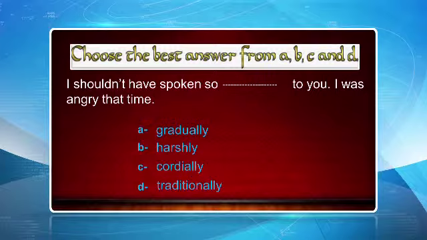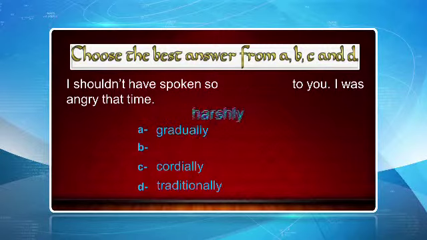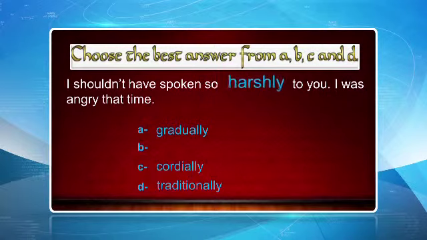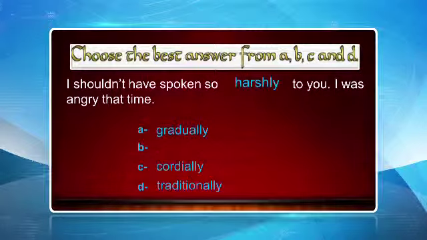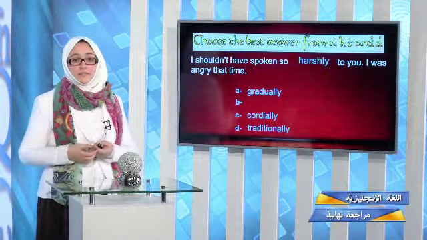Next question is, I shouldn't have spoken so blank to you. I was angry that time. A, gradually, B, harshly, C, cordially, or D, traditionally. And here they are all adverbs. So which is the most appropriate according to the situation that is being given? I shouldn't have spoken so harshly to you. I was angry that time. So I shouldn't have been speaking to you in such a way that you felt bad. I was angry at that time. I did not mean to speak that way.